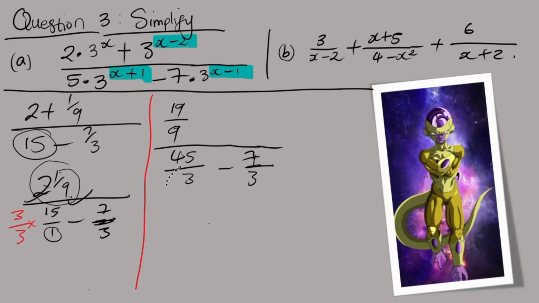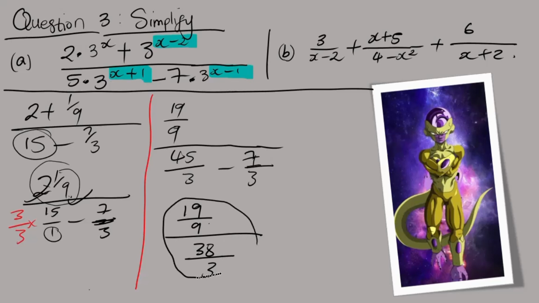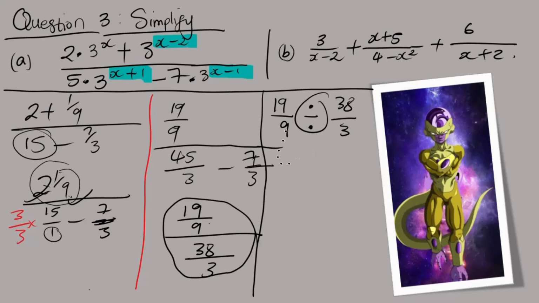We keep on flowing. So now I have 19 over 9 all over 45 minus 7, that is 38 over 3, right? So now I have this part here now. What happens there? Let me try to work here. I'm squeezing things now. It's like saying 19 over 9 divided by 38 over 3. What happens when you're dividing fractions? You turn the division into a multiplication. Then here you have a 3, and here you have a 38.